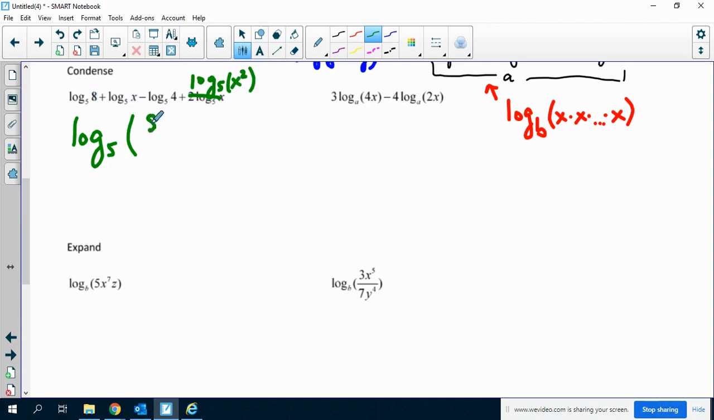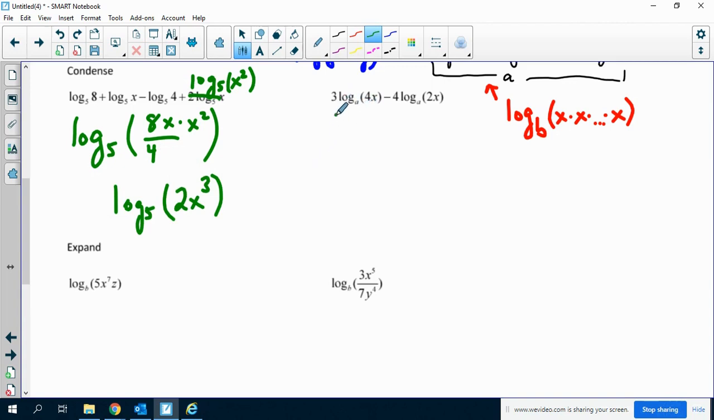So 8 is going to go in the numerator. x is going to go in the numerator. 4 is going to go in the denominator because I have a minus. And then this is a plus, so x squared is going to go in the numerator. So the final answer would be log base 5 of 2x cubed. That's condensing it because 8 divided by 4 is 2.